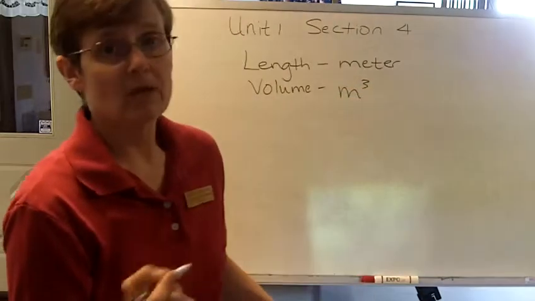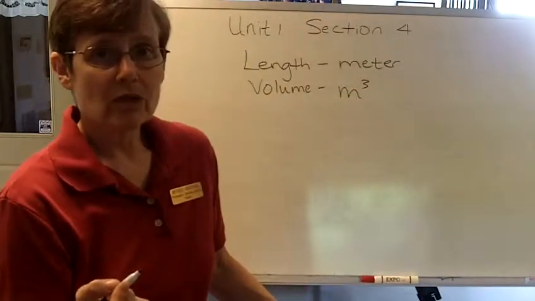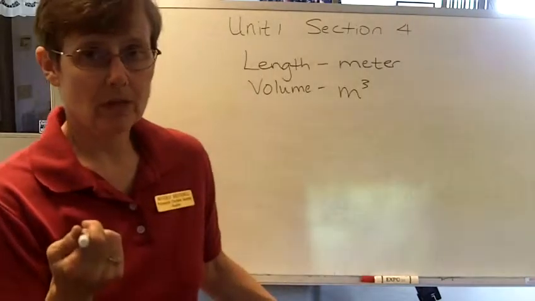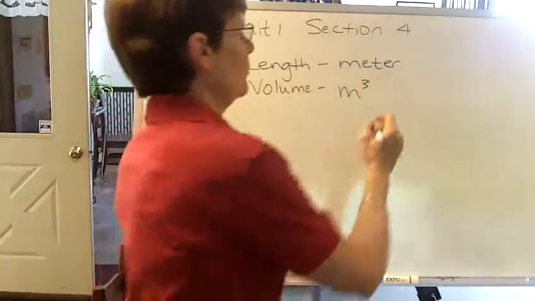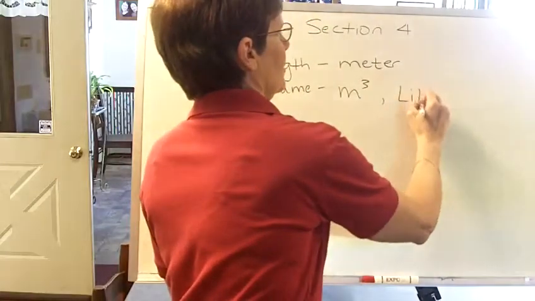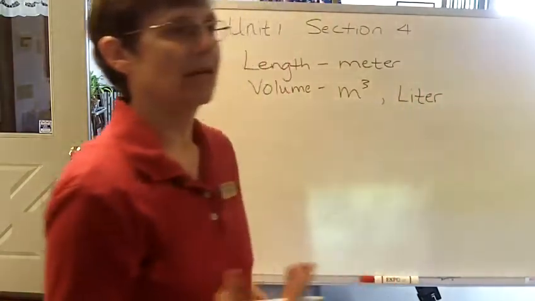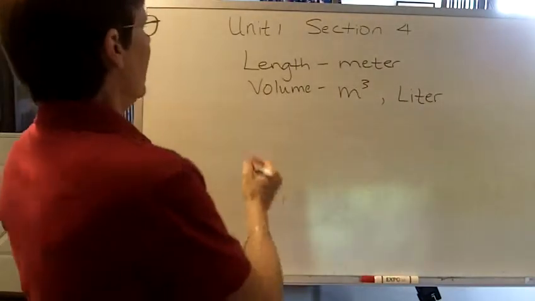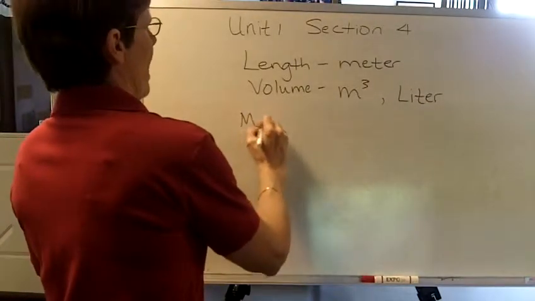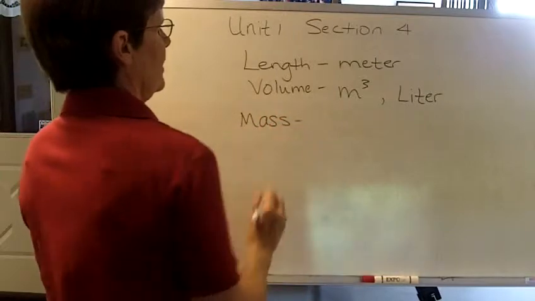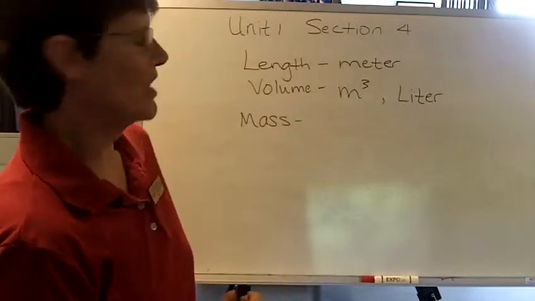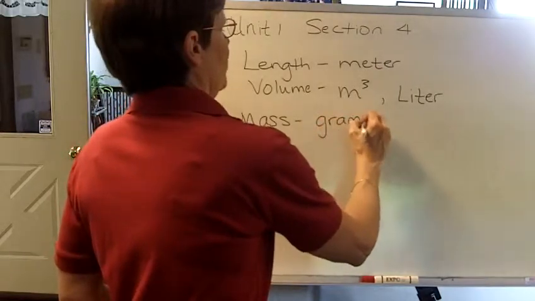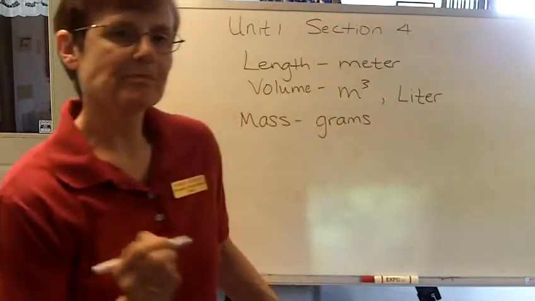We might use a cubic centimeter. The other thing we can use if we're doing volume is, especially if we're measuring liquids, we can use a liter. And you're familiar with liters because soda is sold in 2-liter bottles, so it's about a quart. And then we can measure mass, the amount of matter in something. We already learned that when we learned density, and that is usually measured in grams.